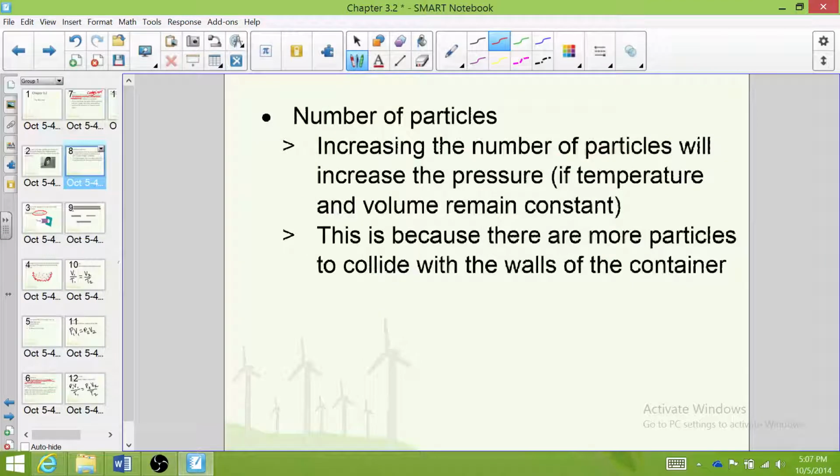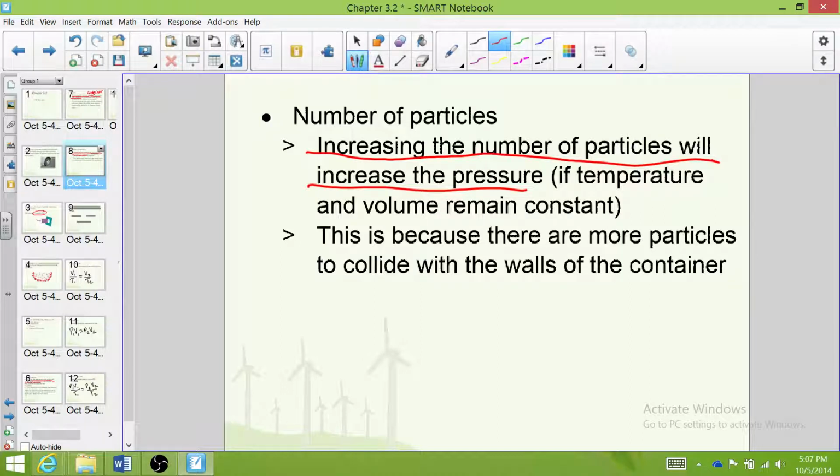And finally, the number of particles. This one's kind of a no-brainer, but if you increase the number of particles, that means the pressure will increase. And this makes sense because the more particles you have in there, the more particles you have to collide with the walls, and the more pressure you'll have.